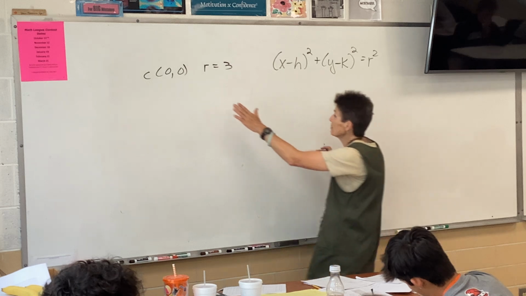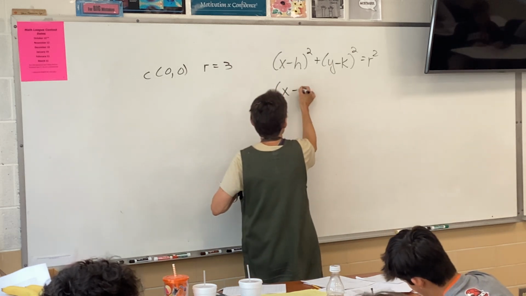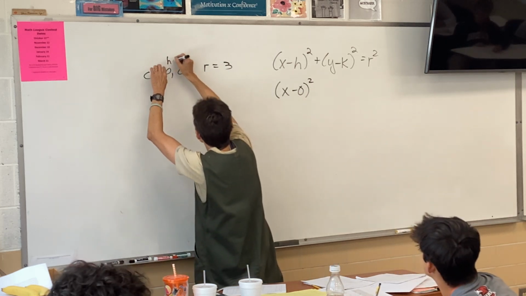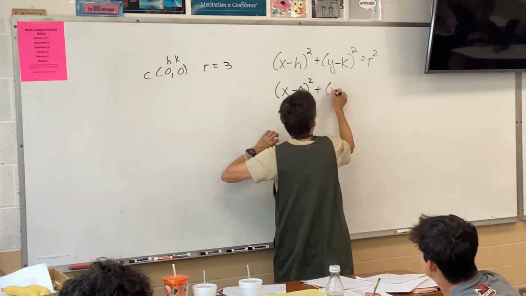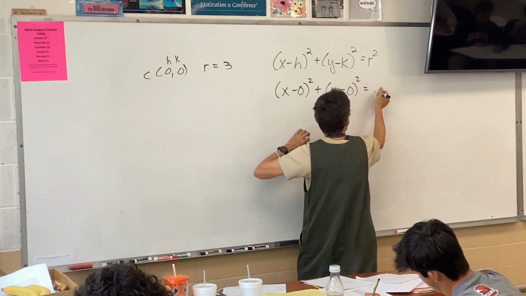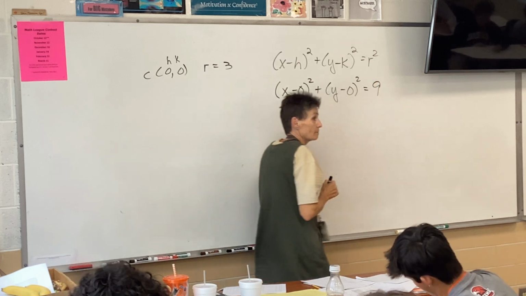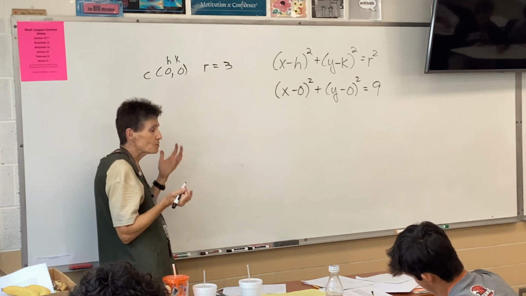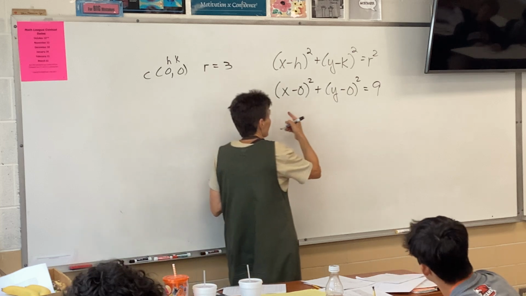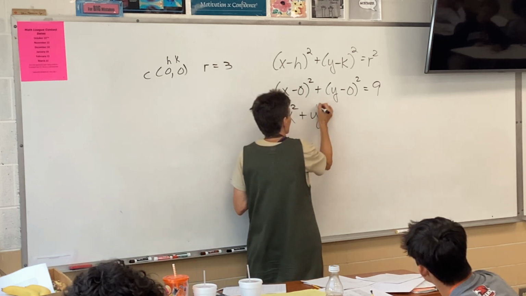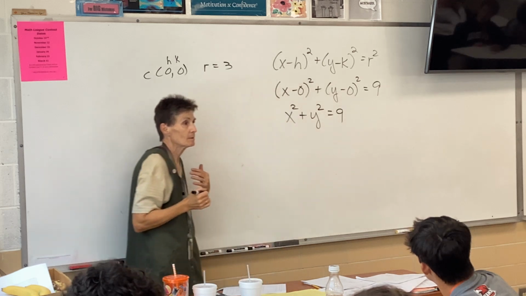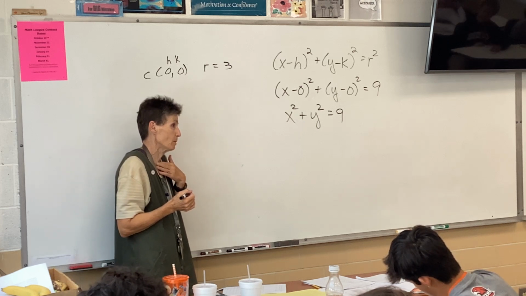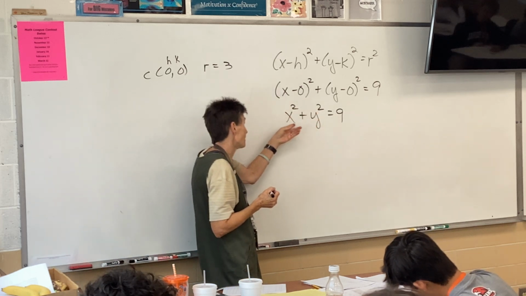So, if my center is 0, 0, then I'll have x minus 0 squared. This is the h. And y minus 0 squared equals 9. Now, after you get used to this, or maybe already, you're probably not going to write that. You're probably just going to write this. Would you agree that's the same thing? It doesn't matter to me at all which way you write it. Write it however you're comfortable. Sometimes we like to put the zeros in, sometimes we don't.